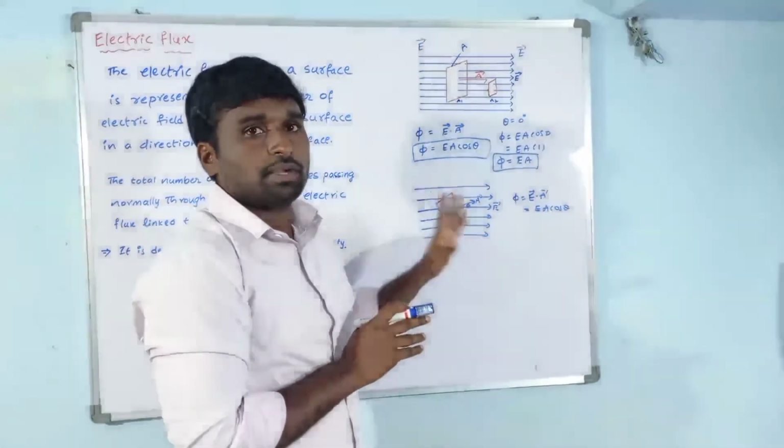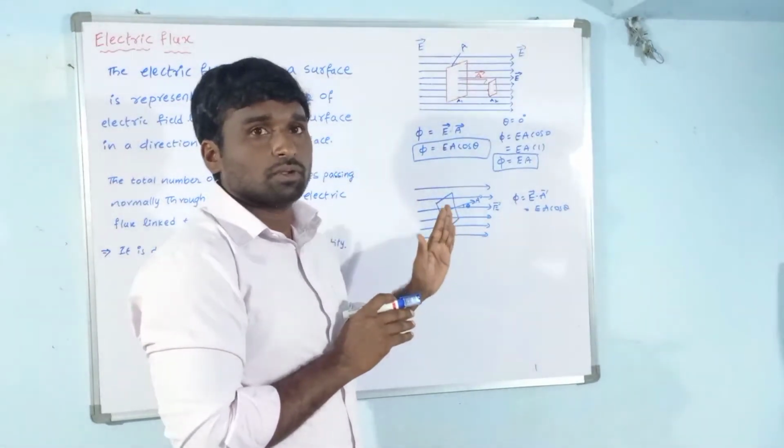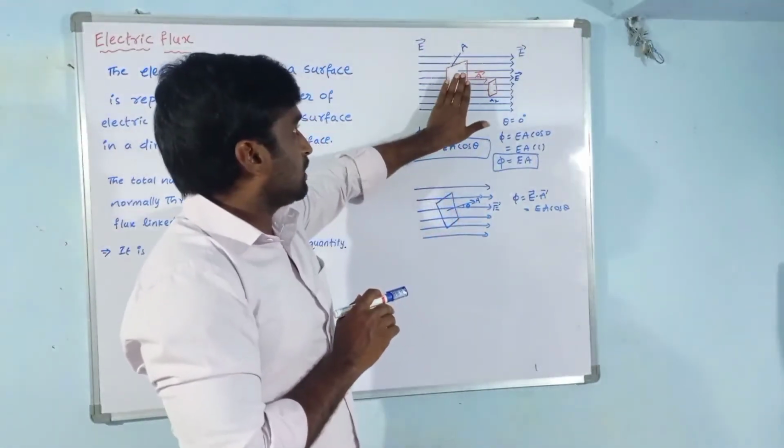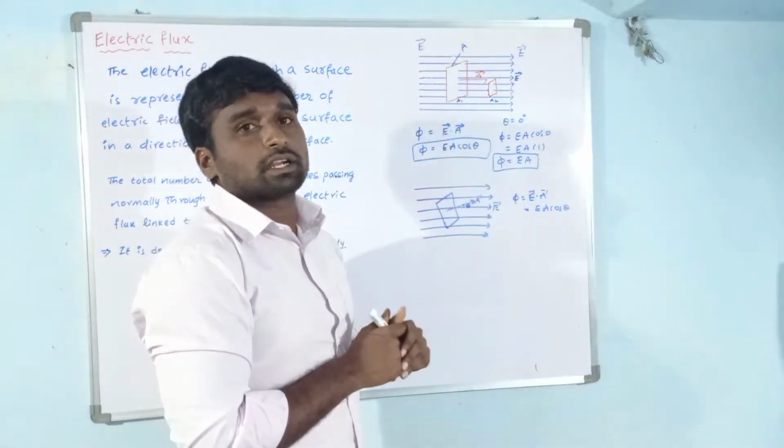We get maximum electric flux when we take a plane surface that is perpendicular to the electric field lines.